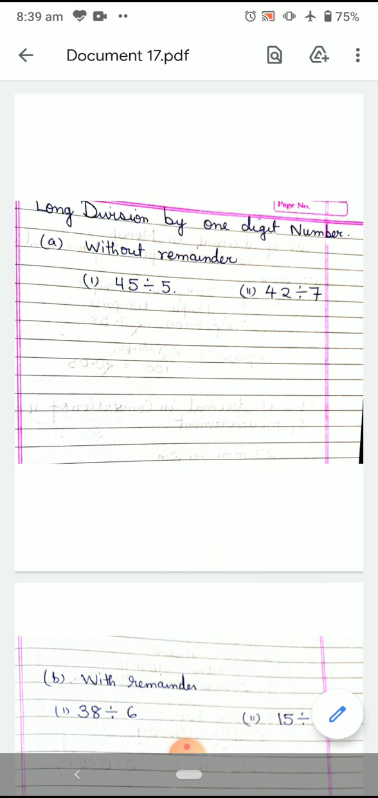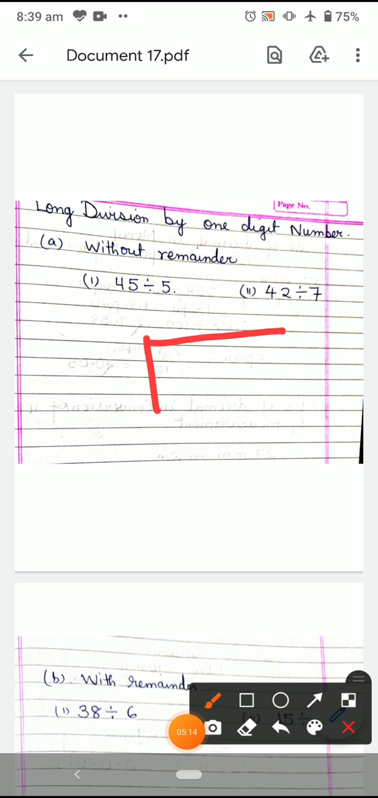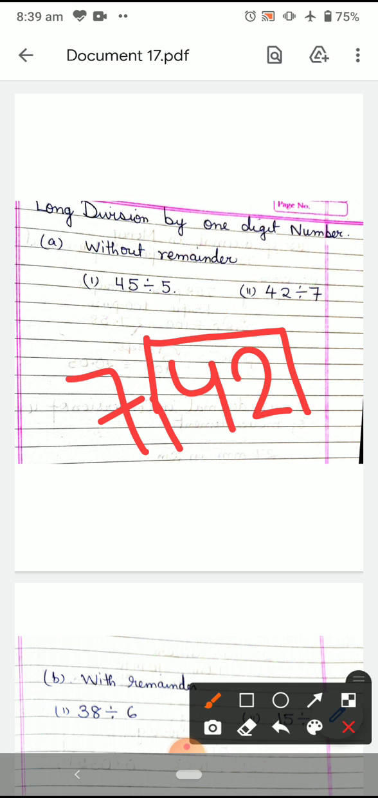Now let's see another example: 42 divided by 7. Now again start reading the table of 7. First tell me, can 4 be divided by 7? No. It is a smaller number. So what will we write above here? 0. Now we cannot divide, so we will take both the numbers, 42, and we will say the table of 7.